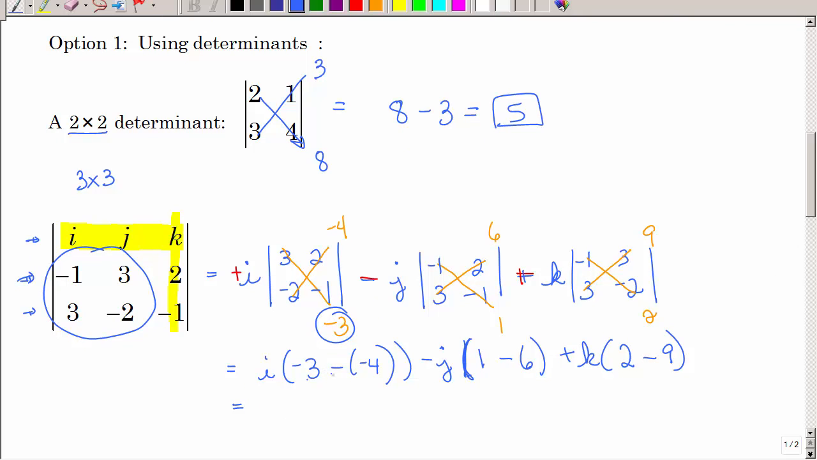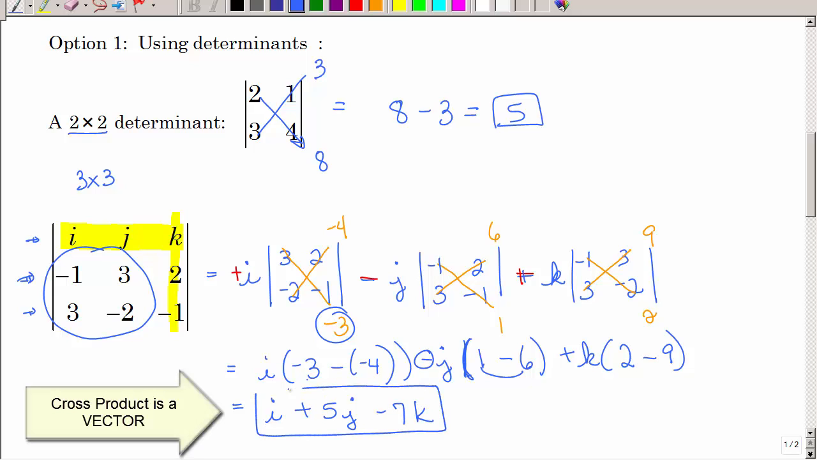So let's see, that's negative 3 plus 4, so that's 1i. This is negative 5, and that negative would be positive 5j. And this is negative 7k. So that's the process of using determinants. You might want to rewind the video and watch that one more time.